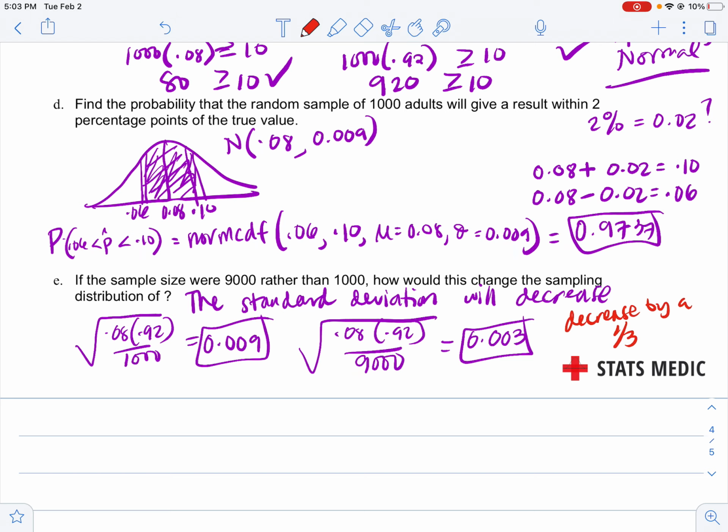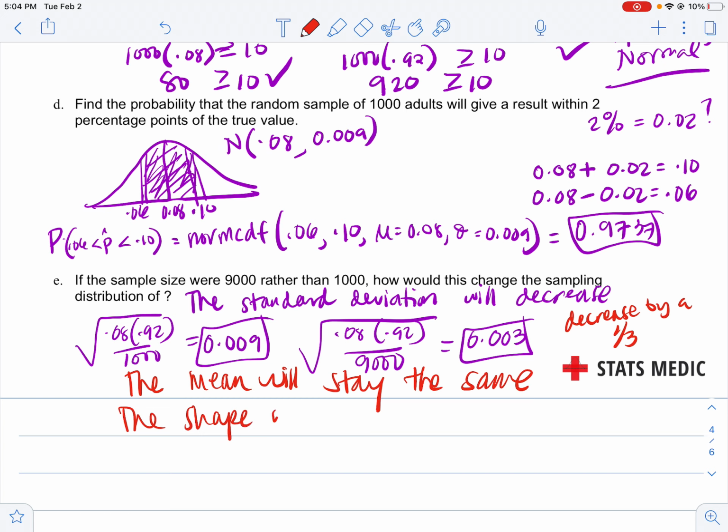Okay, but the mean will stay the same. The shape will stay the same. It'll still be normal. There you go.